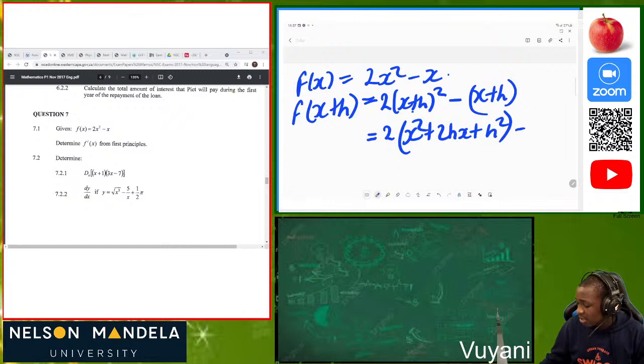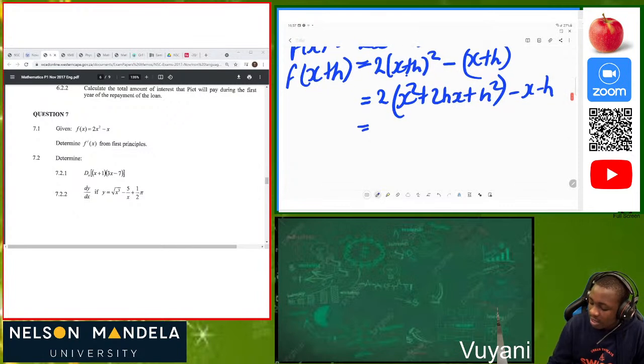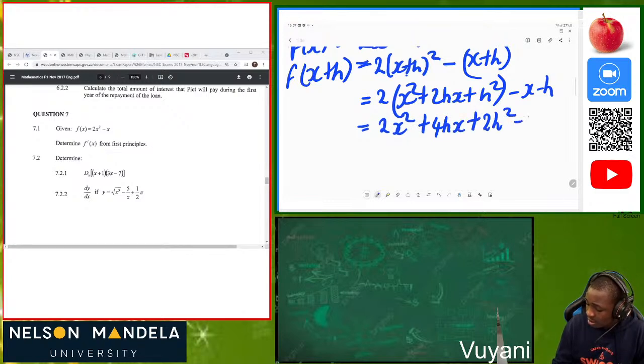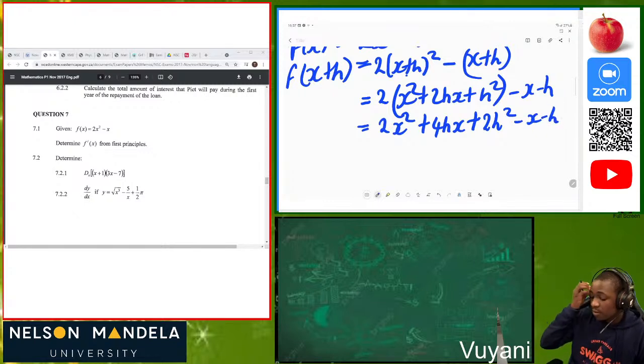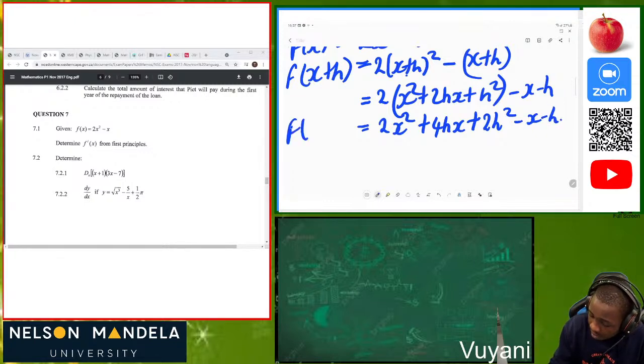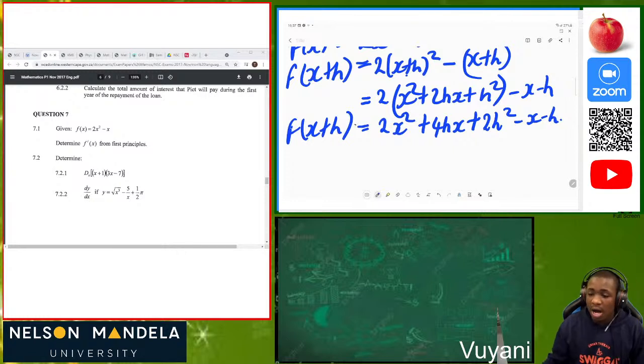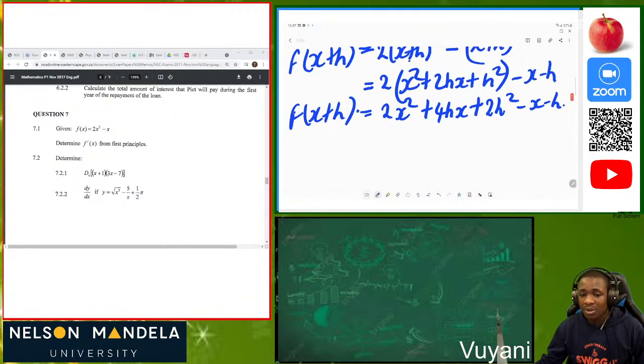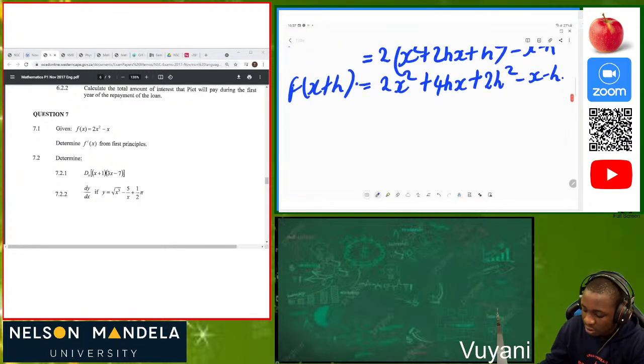Then we subtract x minus h, because negative 1 times x is negative x and negative 1 times h is negative h. Then we proceed and we have 2 times x squared. You're going to have 2x squared plus 4hx plus 2h squared minus x minus h. So this is our f of x plus h. So now it's no longer hard. We just have to plug into the equation, which we know.